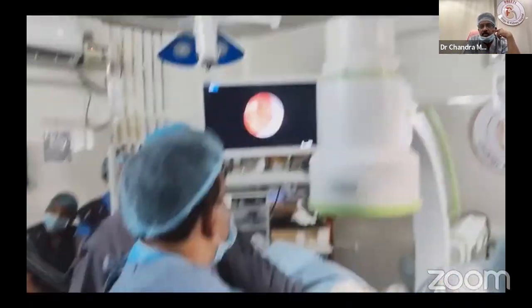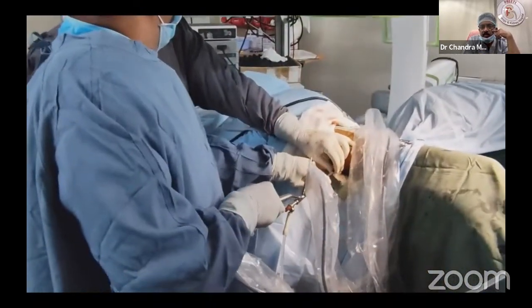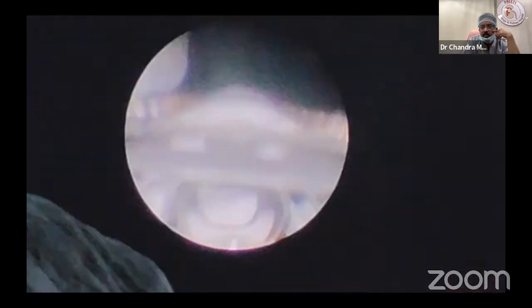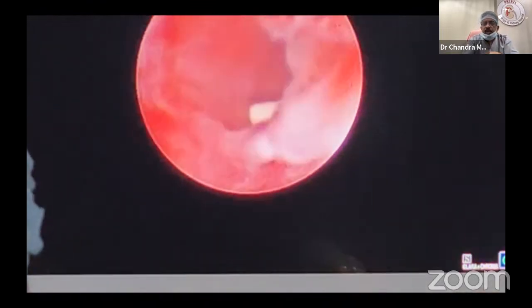Now see one more, everything falls now. See, if he flushes it nicely, everything is clear, no need for the flexible scope. Now I am putting the scope in, and the PUJ is absolutely not damaged. You see, at the end of 10 minutes, it might have finished in 5 minutes, it might have finished in 2 minutes. But see the PUJ, all the mucosa, rugosities are intact and there is no damage at all. Then post-operatively, edema will not be there, stenosis will not be there.